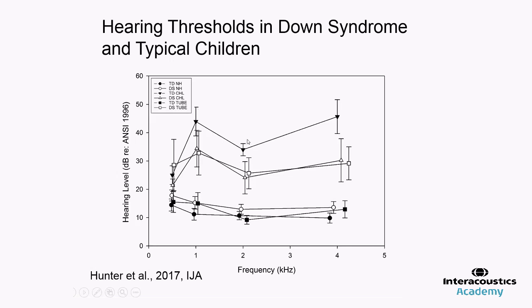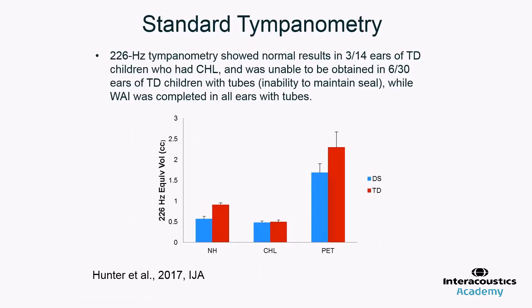And then we have typically developing kids with conductive loss, who had the worst hearing, and then children with Down syndrome who had conductive loss are also shown. They actually overlapped with the ones that had tubes, so we didn't really show a big improvement in children with Down syndrome with tubes. And so that's a reason why we need to be able to evaluate them after they've had tube surgery. Standard tympanometry is shown here for the children with Down syndrome and the typically developing children.